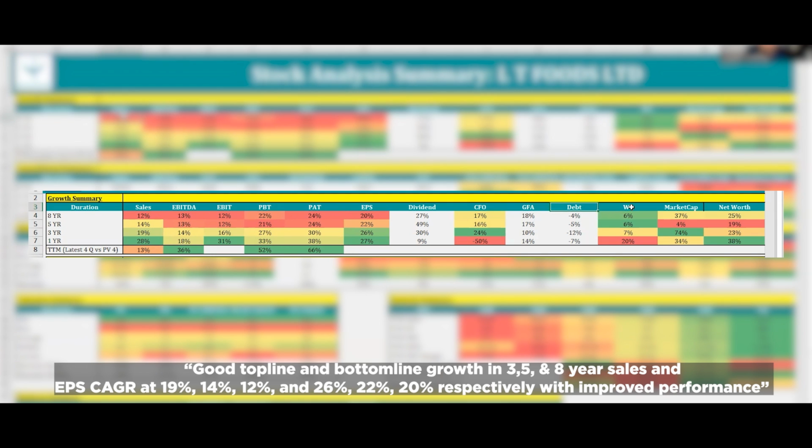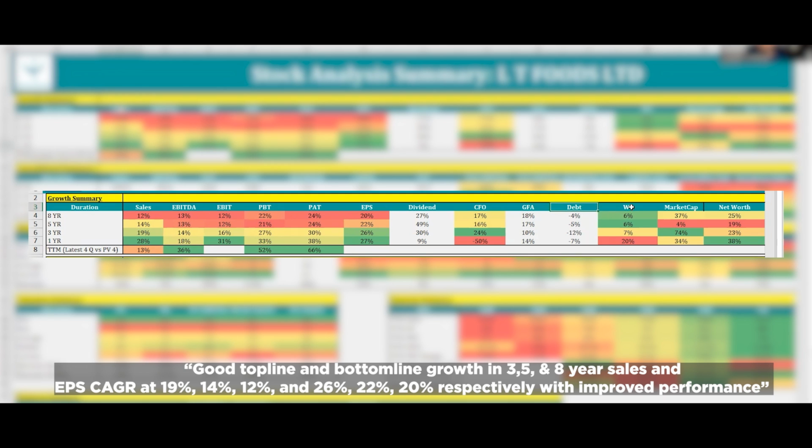And you can see this company has done pretty well. This company has grown between 12 to 28%. One year is too short a time, but if you see from a 3 to 8-year perspective, the company has grown somewhere between 12 to 19%. In fact, the recent performance has been much better. You can see it has been improving: 12, 14, 19, 28.